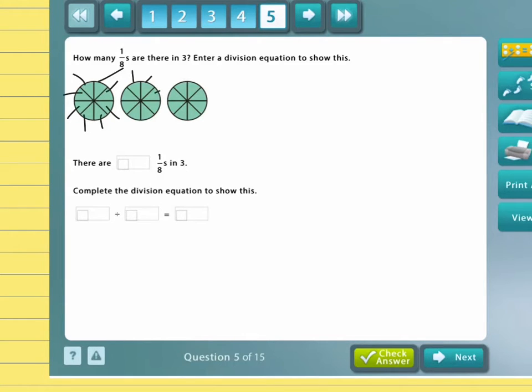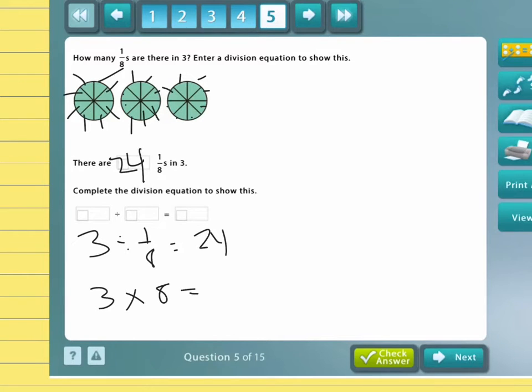You take away eighths from another whole, that's another 8/8. And you take away eighths from this whole, that's another 8/8. So there should be 24/8 in 3 wholes. So 3 divided by 1/8 is the same as 24, because you keep, change, and flip. There are 8/8 in each whole, so there are 24/8 in 3 wholes.